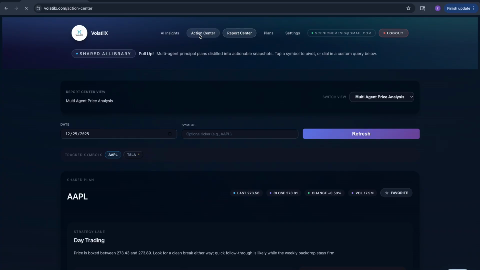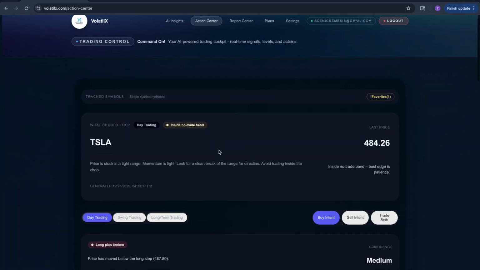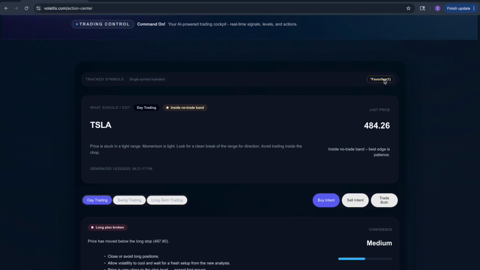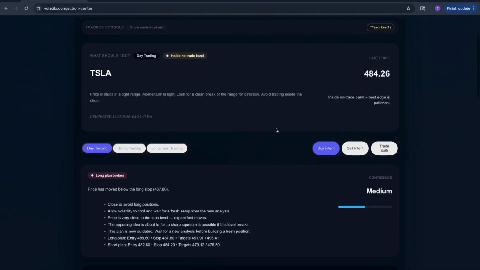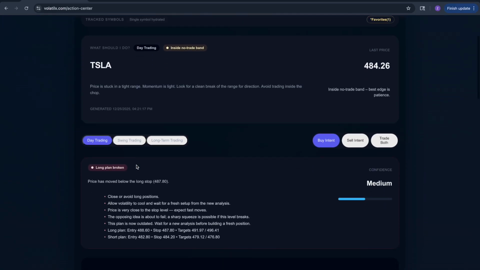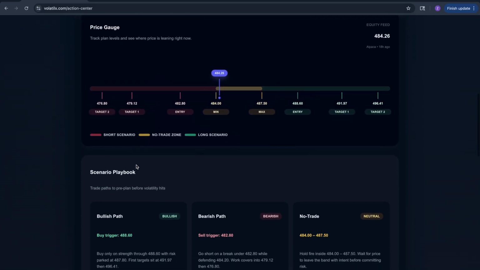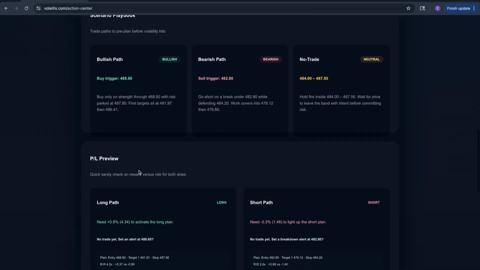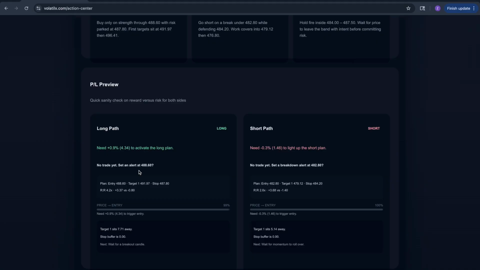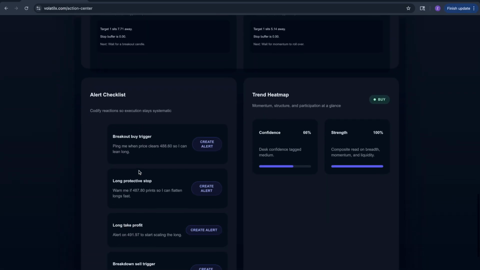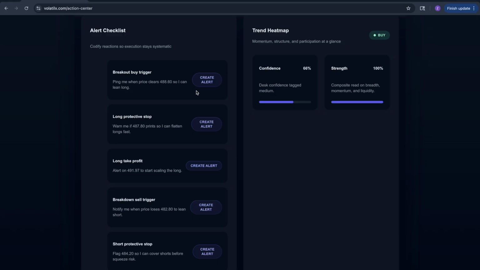Lastly, we have the Action Center where we can access information about the tracked symbols that we previously favorited. For the favorited stocks and crypto, we can access information such as the price gauge that shows us the entry points for each zone and the target prices that the agents expect it to reach within that zone. There's also a scenario playbook with trade paths to pre-plan and a profit loss preview for those looking for more information. There's also an alert checklist where you can create alerts to email you when the stock reaches certain price points.